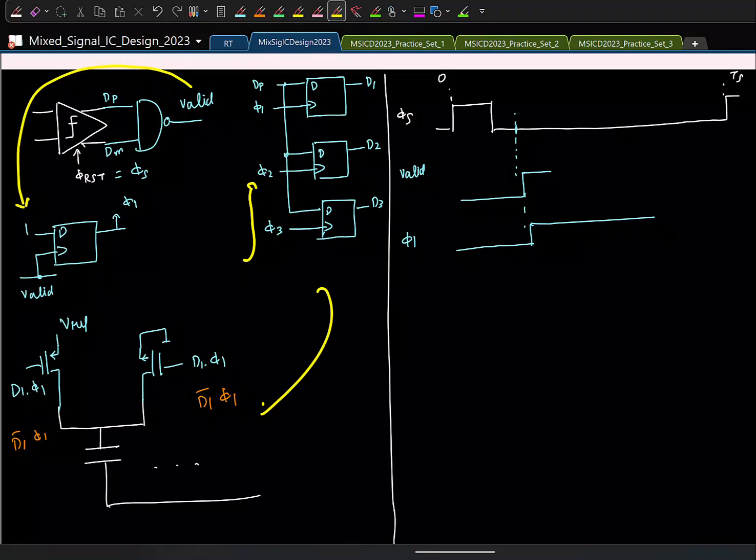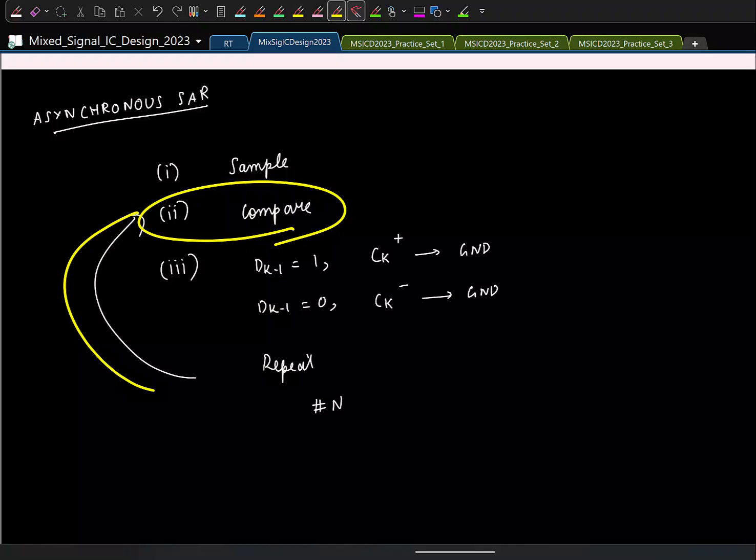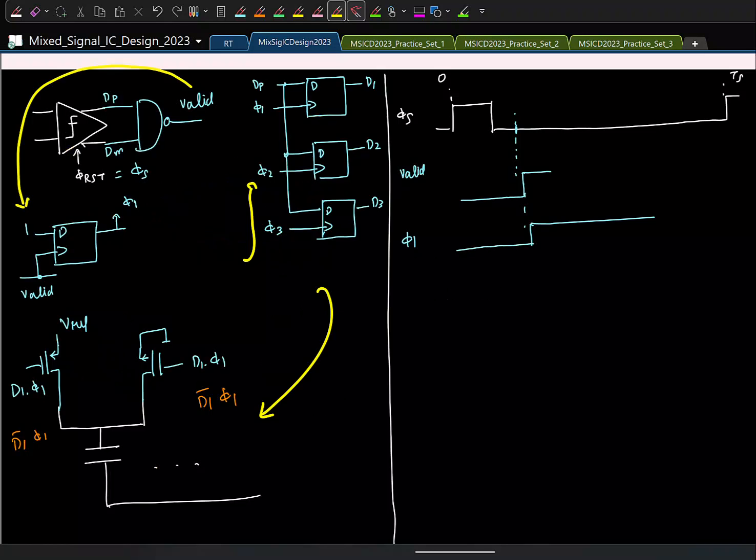So once you do this, you come here. So the sequence is this: once valid is generated, you create this clock phi 1. Using the clock phi 1, you save the data D1, and once D1 and phi 1 are available, you can switch the capacitor properly. Once this is done, the next step is to go and repeat the comparison, right? So now we have to fire the comparator once again, but remember that the comparator has already made a decision and one of the outputs is at 1, the other is at 0. So to restart the comparator, what should I do? I have to reset the comparator once again. So what signal can I use for resetting the comparator here?